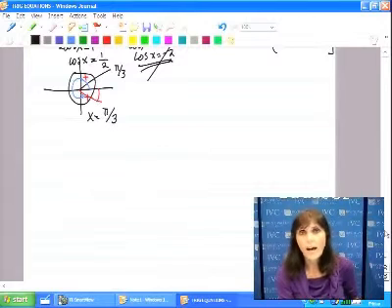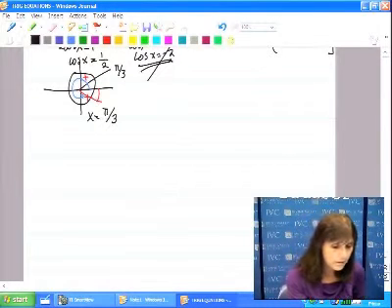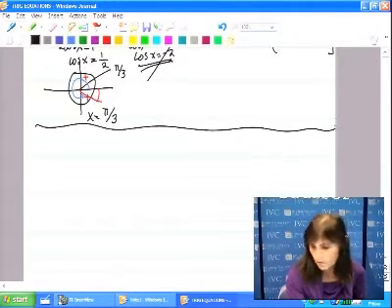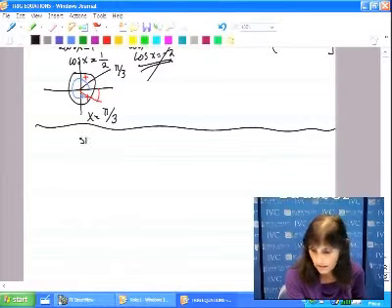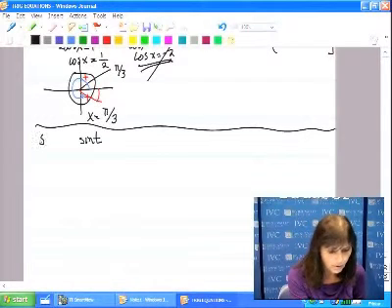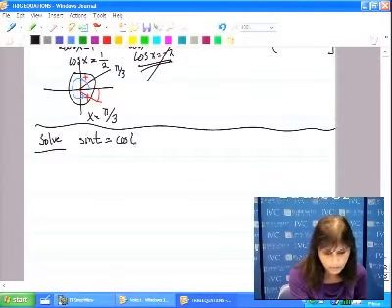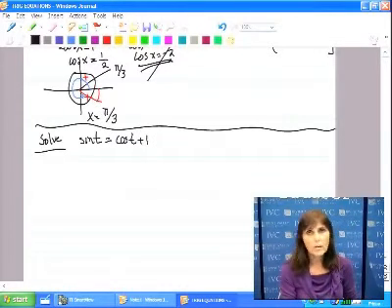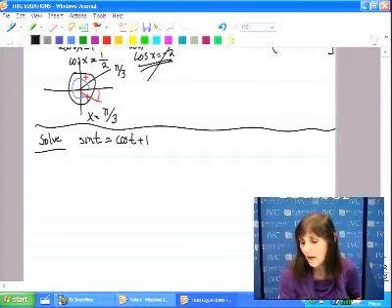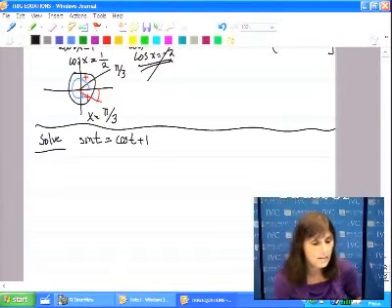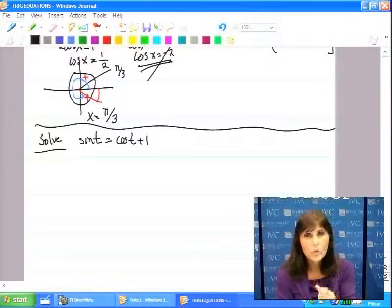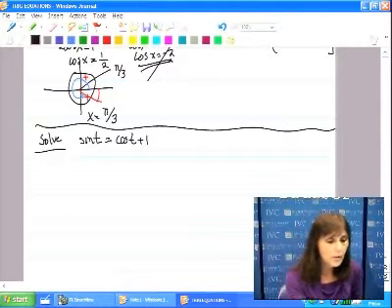Well, if I don't have squares, what happens? Let's say I have sine t equals cosine t plus 1. That one's like, oh, where am I going to go with this thing? I don't remember any kind of identity. Well, remember, squares kind of get you out of trouble, so how about we square them?